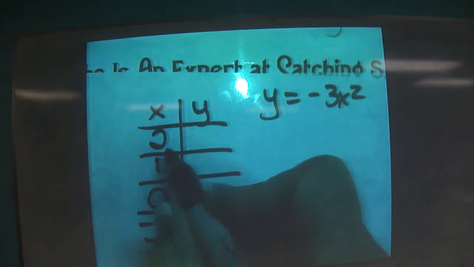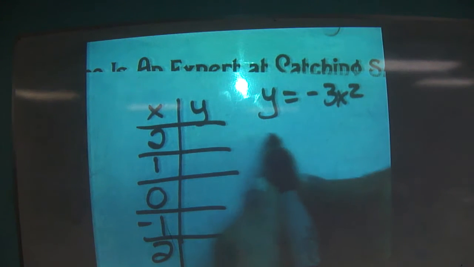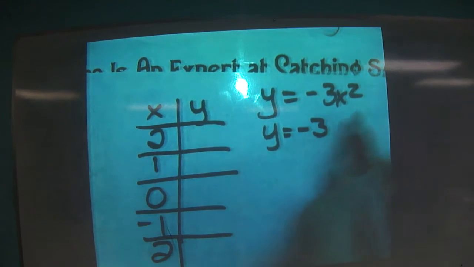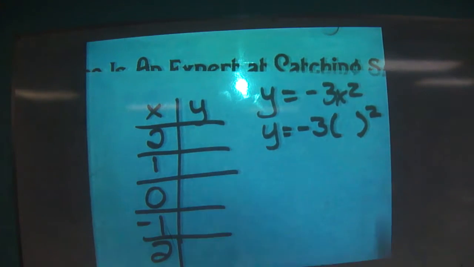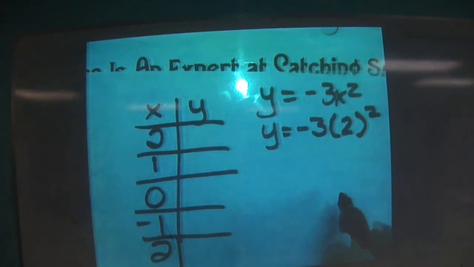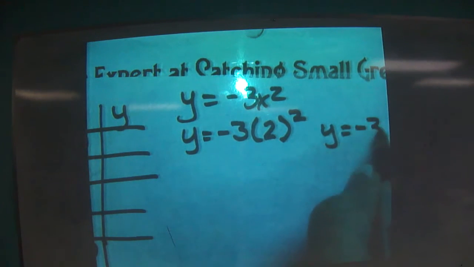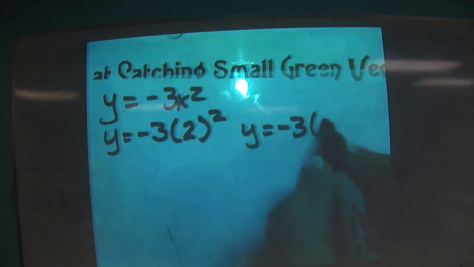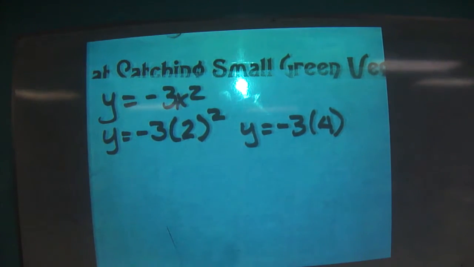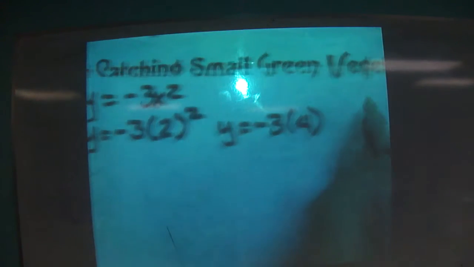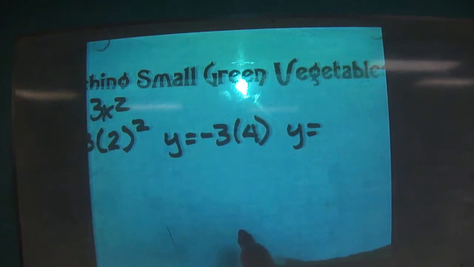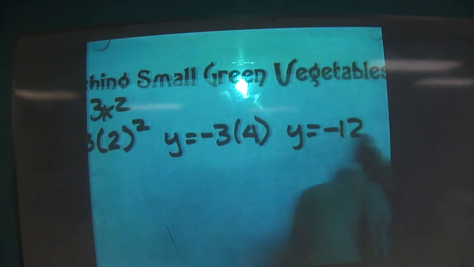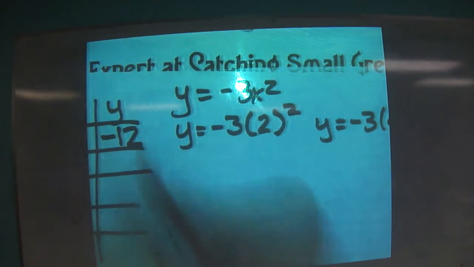So if x is 2, you get y equals negative 3. Now put your parentheses here, and then you're going to square whatever's in the parentheses. So put your 2 in there. By order of operations, y equals negative 3 times what's 2 squared? 2 to the second power is 4. Remember, it's in parentheses, so solve what's in the parentheses first. Then y equals, what's negative 3 times 4? Negative 12. Perfect. So 2 and negative 12.